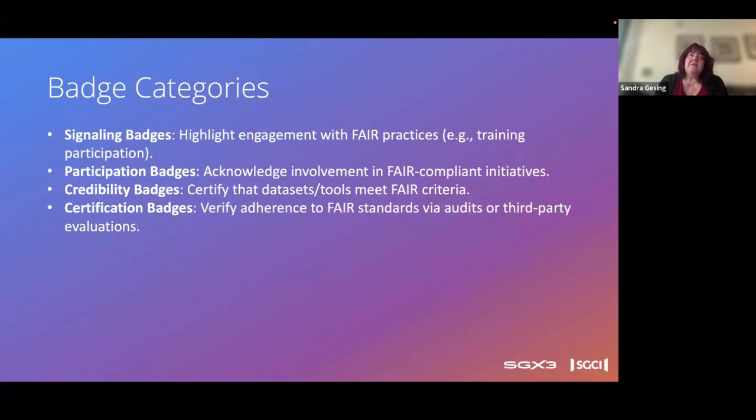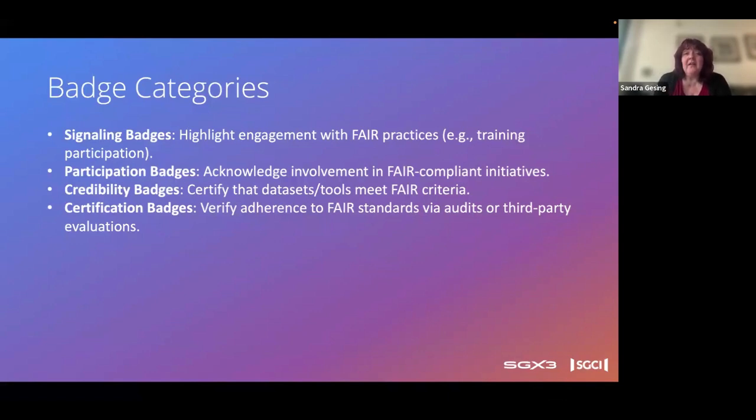There are different badge categories depending on what we want to show. The signaling badges, for example, highlight engagement with FAIR practices. It could be training participation. It could be that you use software or a science gateway or virtual research environment that supports FAIR already. Participation badges acknowledge that you are involved in FAIR compliant initiatives. That could be something like, I'm participating in the FAIR working group.